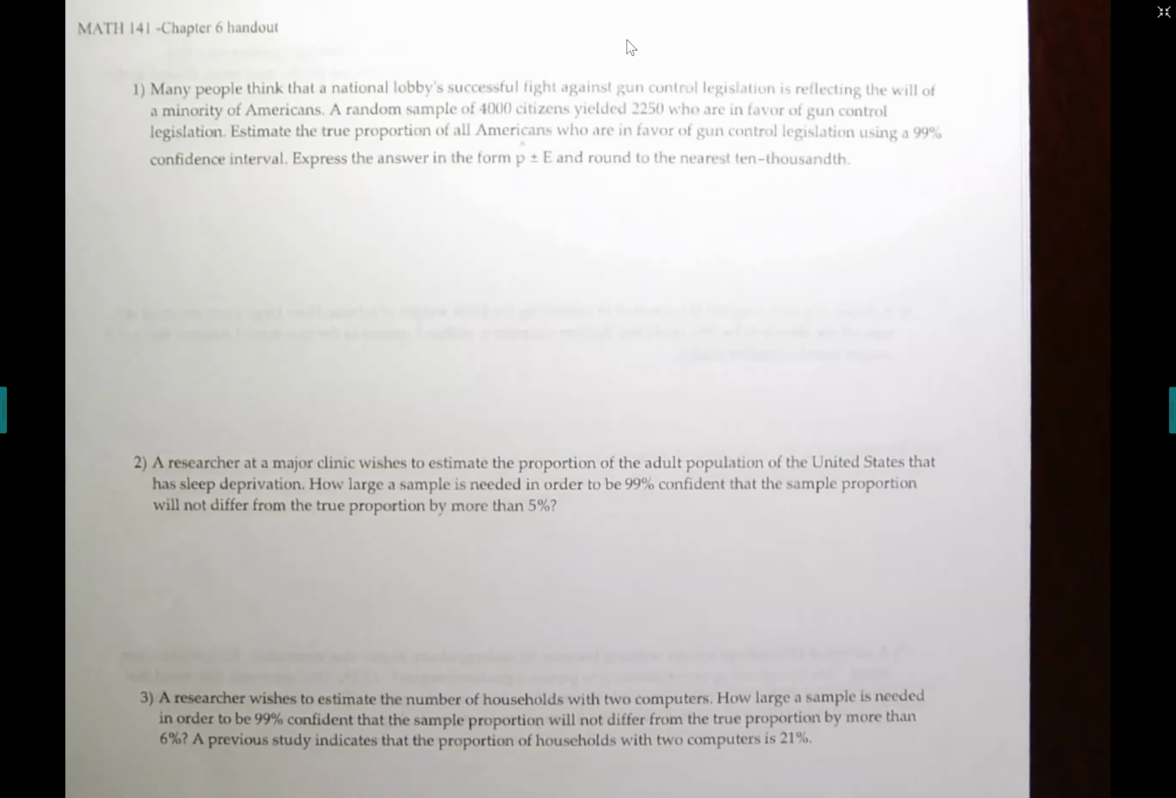As I told you before, this chapter in some books is called estimating the mean and the proportion. We know we cannot estimate it with one value. We can estimate with an interval. So that's why we need to create an interval here.